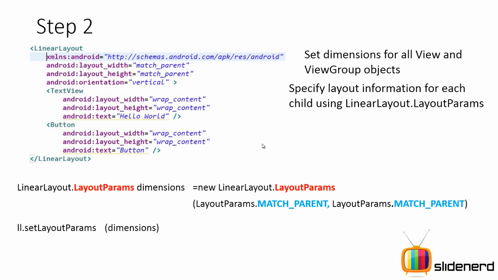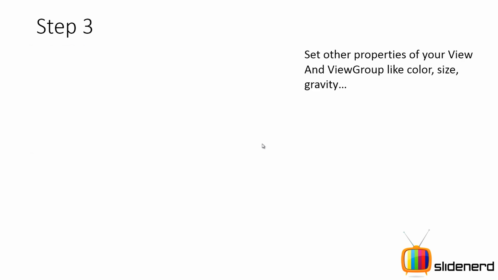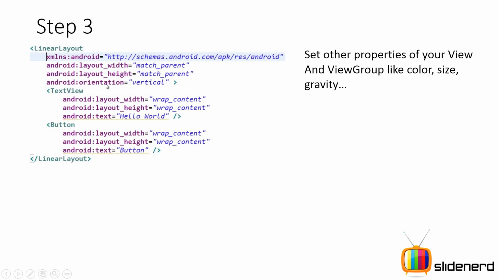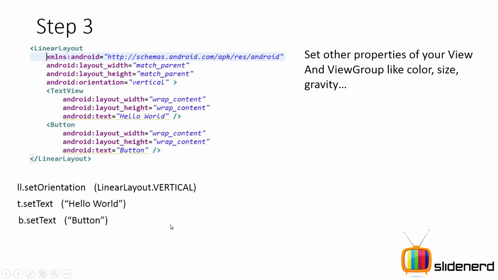Next, in the third step, we are going to set additional properties like your color, your size, your text, your gravity, and so on. Here, if you see, we have android:orientation vertical for our linear layout. android:text is Hello World for our text view, and android:text is Button for our button. Now these properties can be set using simple methods inside your Java code. For example, for the linear layout object, you can say ll.setOrientation(LinearLayout.VERTICAL). Again, this VERTICAL is a static integer inside your LinearLayout class, and you can use that to say that your linear layout should be vertical in nature. Same way you can say t.setText("Hello World"), b.setText("Button") and so on, and we are done at this point.